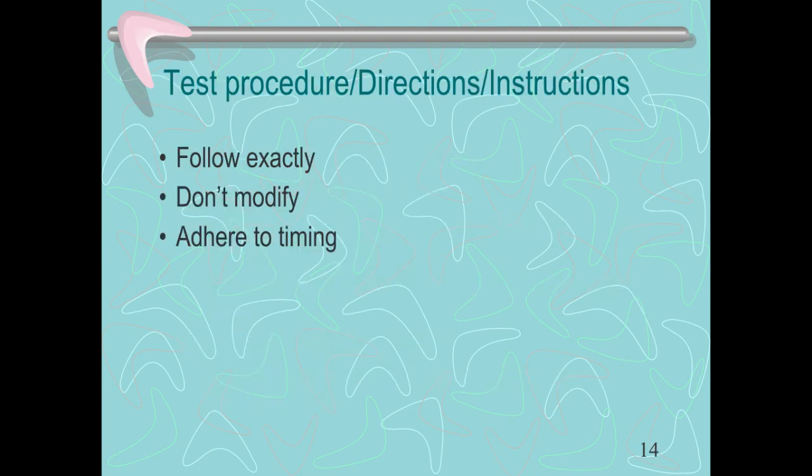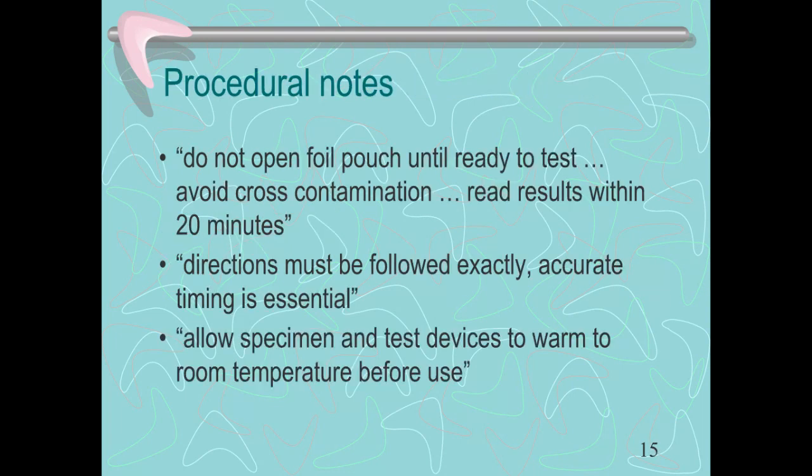Testing procedures. Follow exactly. Do not modify. Adhere to timing. So if there's a specific time that you're supposed to leave it in the reagent to determine the testing, if you wait 5 more minutes, you're going to get false results. Don't modify. Don't use less or more of a reagent. Be sure that you swab and you do exactly how it tells you. Don't swab something and leave it sitting on the counter for 10 minutes before you run it. You've got to run it exactly like it says.